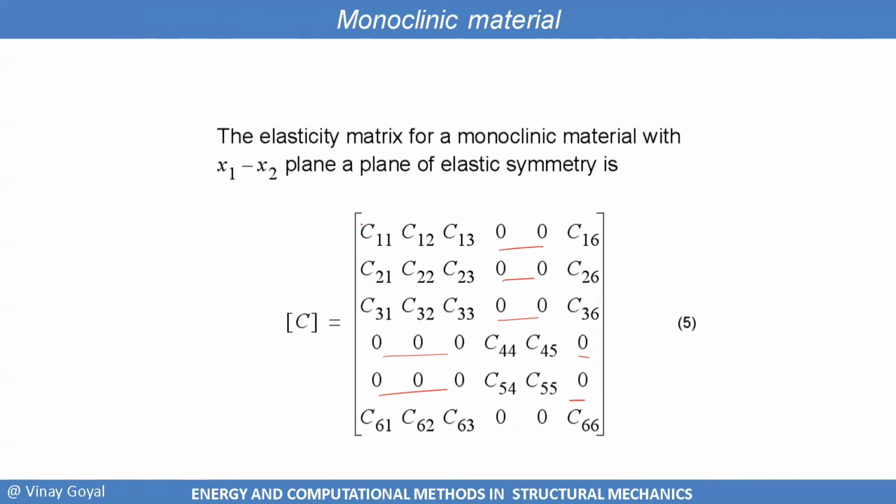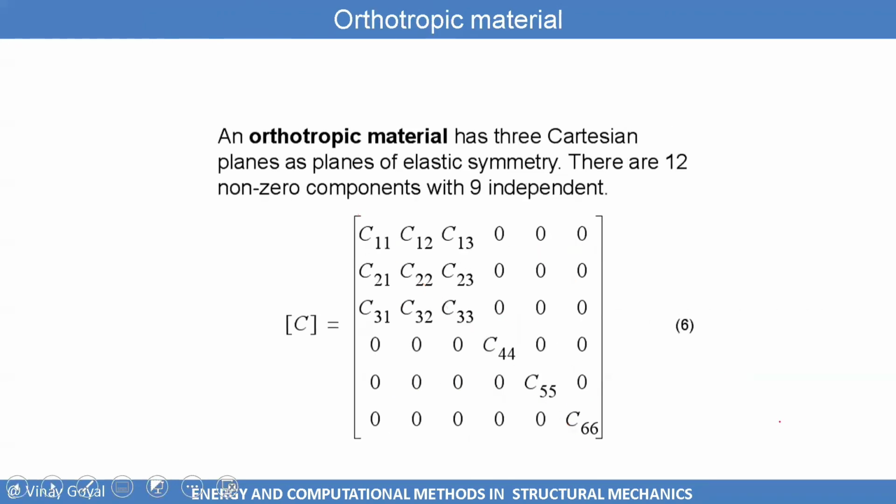Remember that the constitutive law, the C matrix, is symmetric, but you can calculate those constants through testing. And then I have an orthotropic material, which is already covered, but you'll have 9 independent constants.